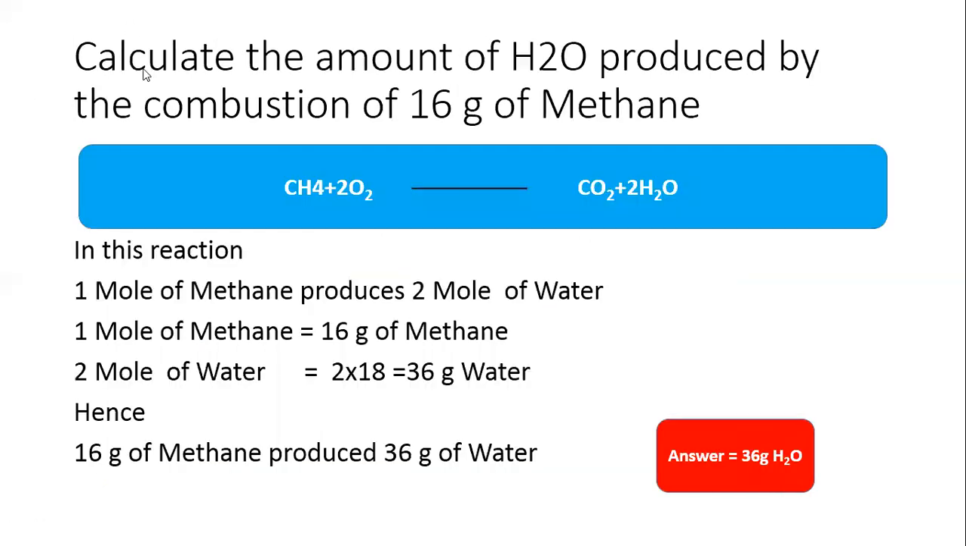Next problem, calculate the amount of H2O produced by combustion of 16 gram of methane. So first we write the combustion equation of methane: CH4 plus 2O2 equals CO2 plus 2H2O. In this reaction, 1 mole of methane produces 2 mole of water. 1 mole of methane equals 16 gram of methane, as the molar mass of methane is 16 gram.